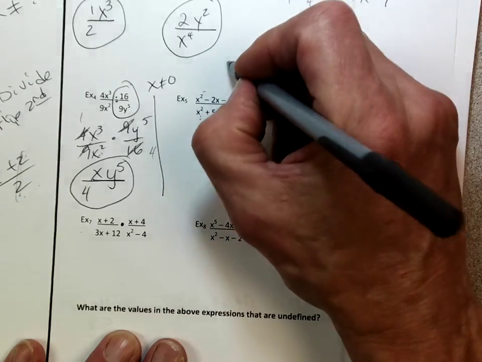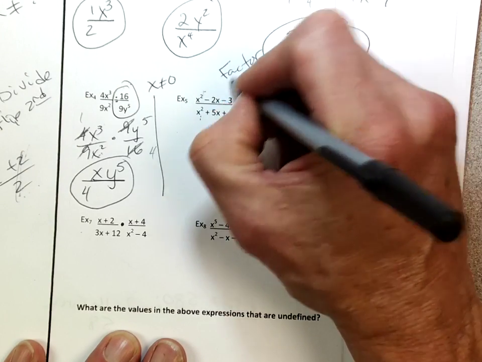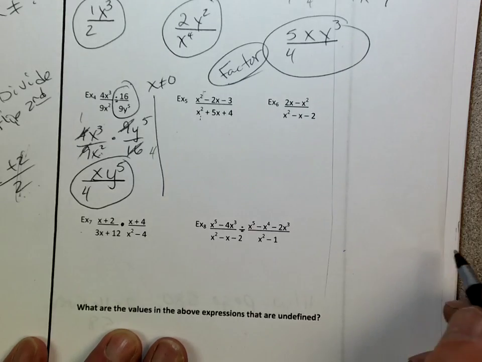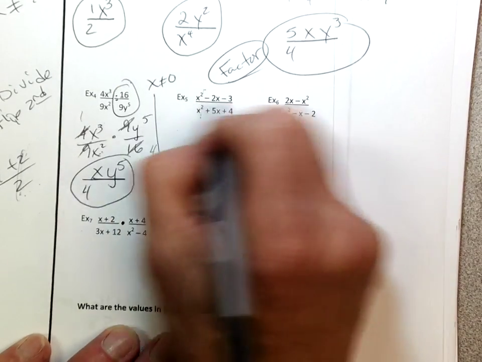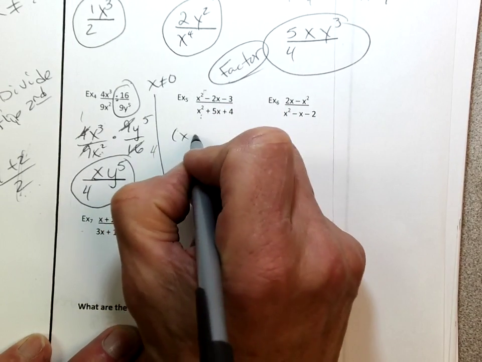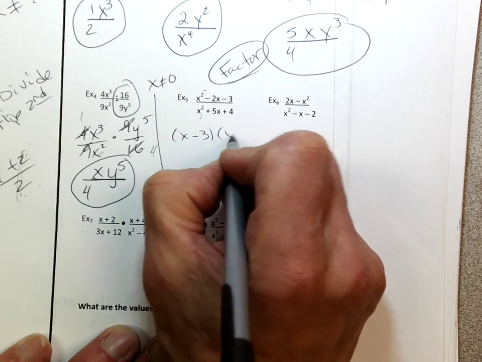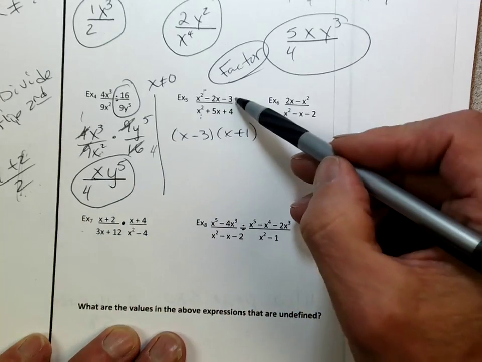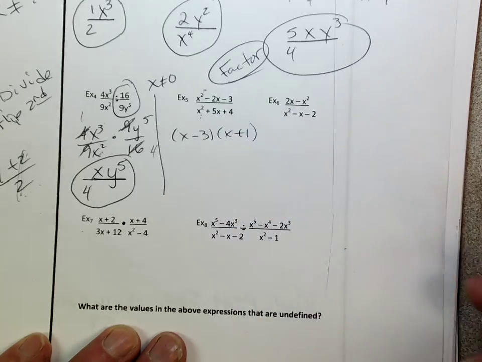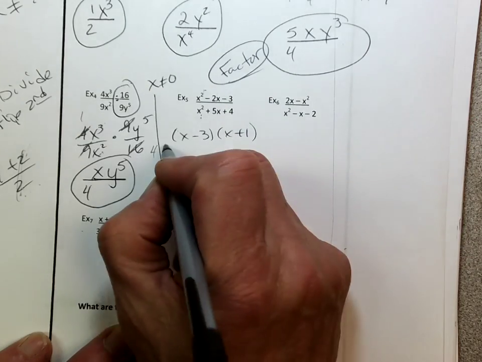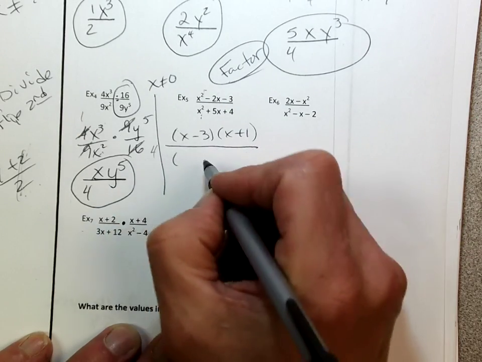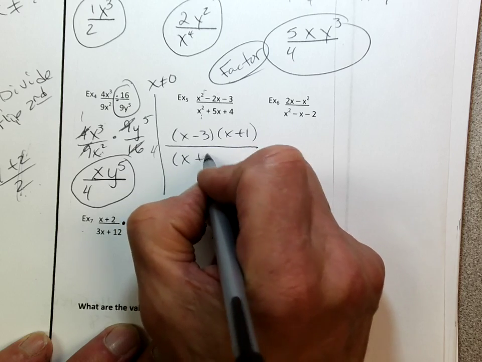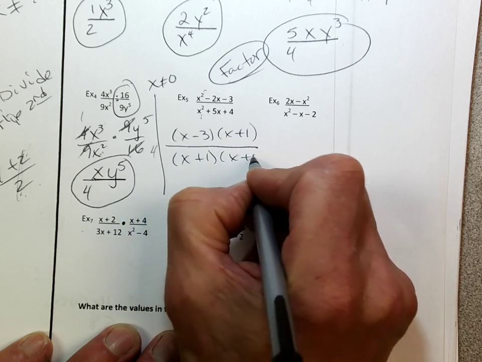What you have to do instead is factor, okay? So if I factor the top, or the numerator, I'll get an x minus 3, x plus 1. I want the multiples of negative 3 that add up to negative 2. In the denominator, I'm going to factor it into an x plus 1 and an x plus 4, okay?